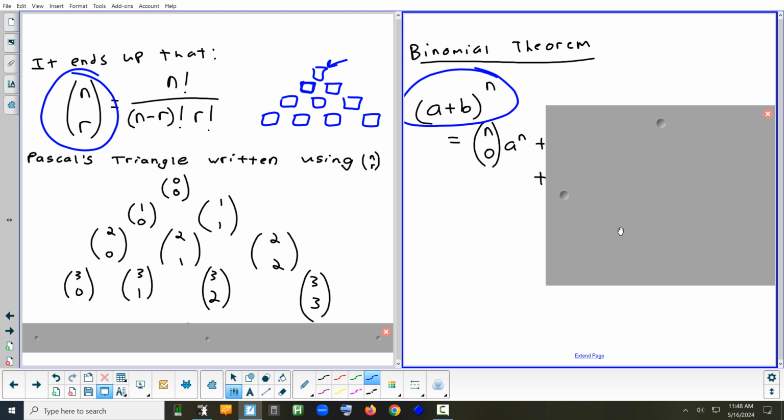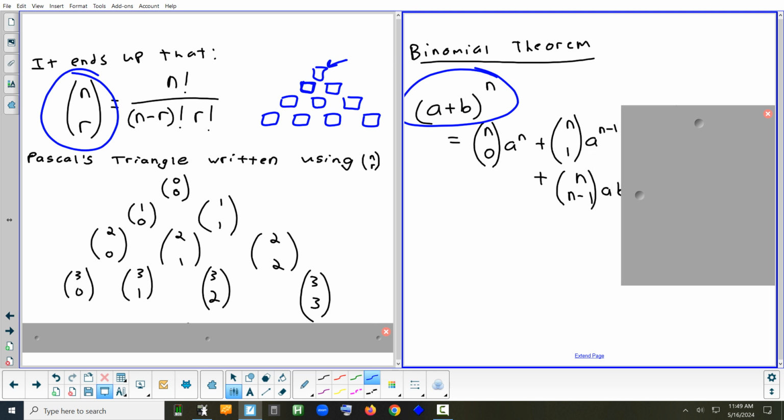What would be the next coefficient? I'm not looking for a number, I'm looking for a notation. Row n, column 1. N choose 1. So the n choose 1. And then what would happen to the exponent on the a? It was a to the n. Now it would be a to the n minus 1. It would be dropping down 1.